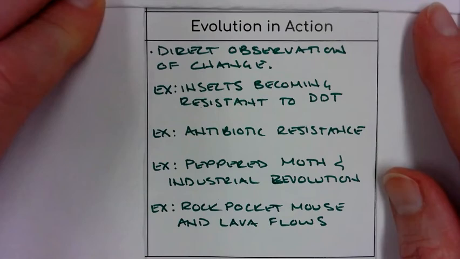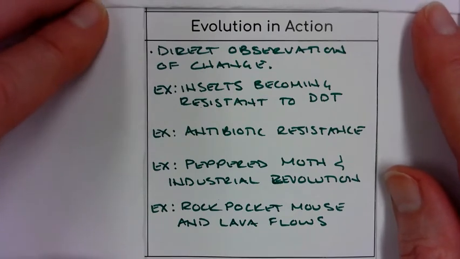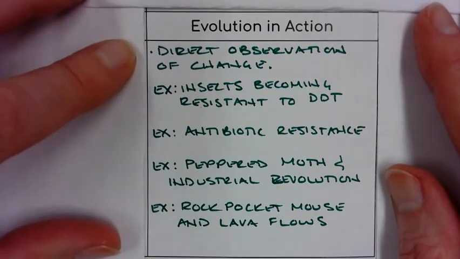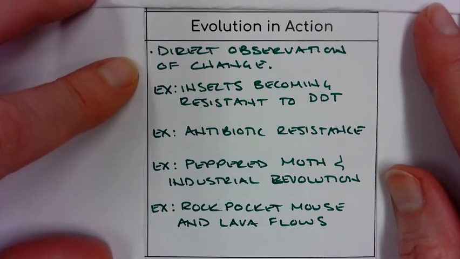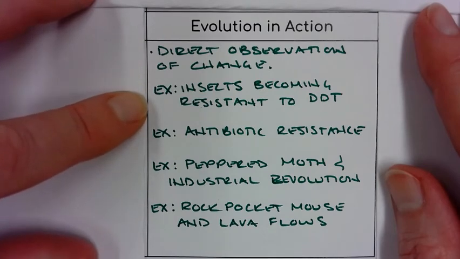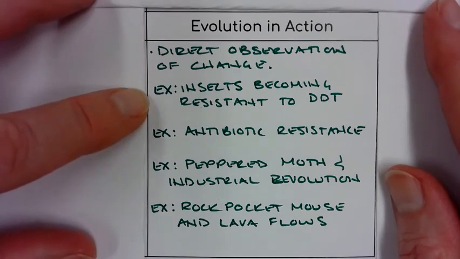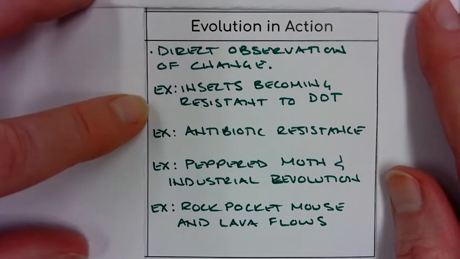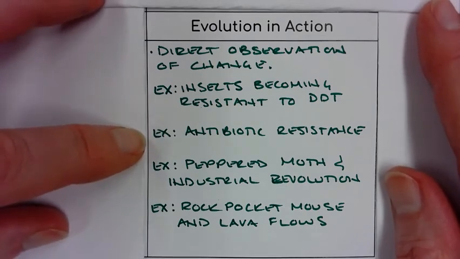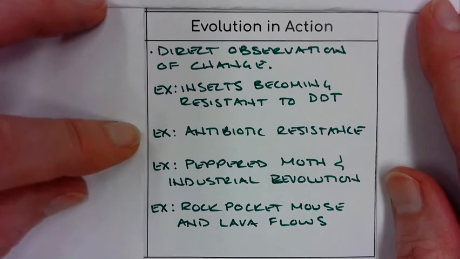The last part of FAB MAE is evolution in action. And this is where humans have directly observed change. For example, insects have become resistant to DDT. A lot of our weeds have become immune to Roundup. We've also seen antibiotic resistance found in bacteria.